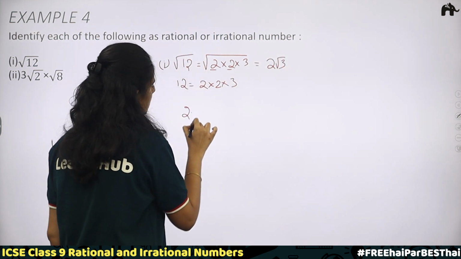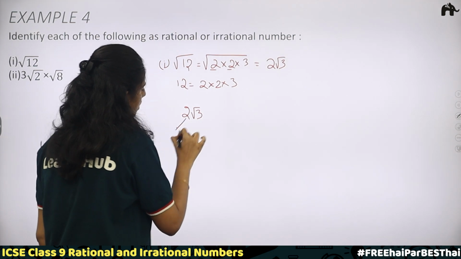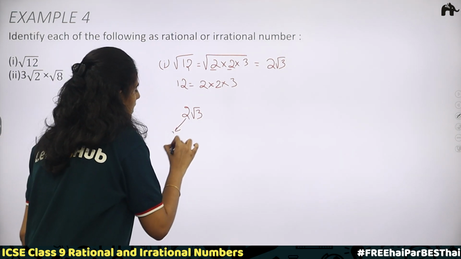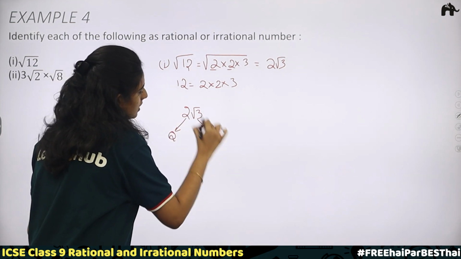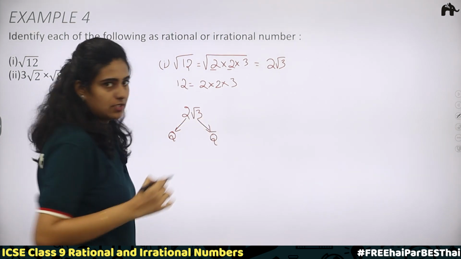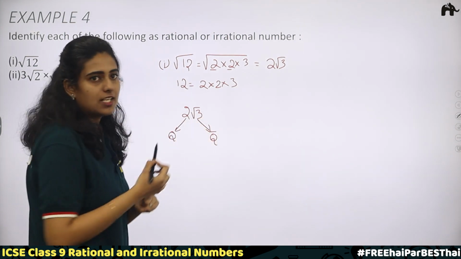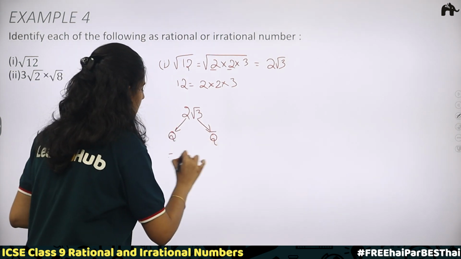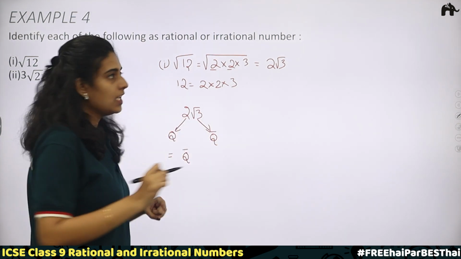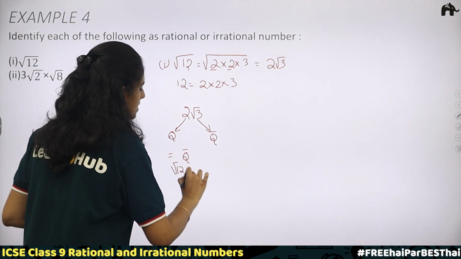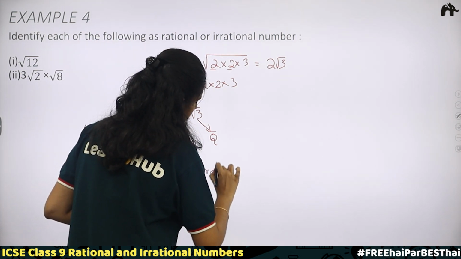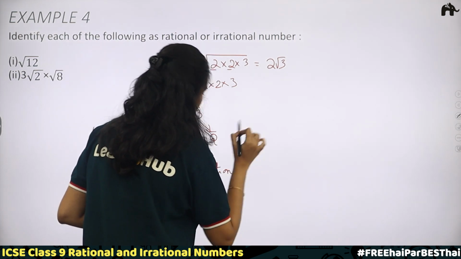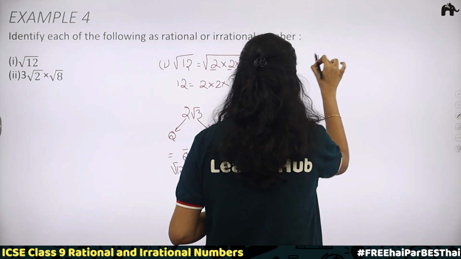So when you take this number 2 root 3, here 2 is a rational number and root 3 is an irrational number. So what is the product of a rational and irrational number? Product of a rational and irrational number we have studied will be an irrational number. So root 12 is irrational. Next one, second.